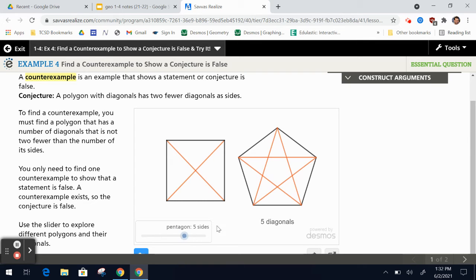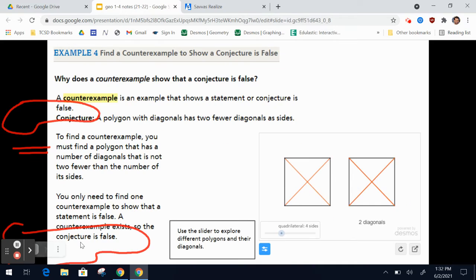What about a pentagon? Now, a pentagon has 5 sides, and it has 5 diagonals. 5 sides, 5 diagonals. That's not 2 fewer diagonals than sides. So there we go, we're already done. We don't need to keep going. So if I go back to our notes, that's it.